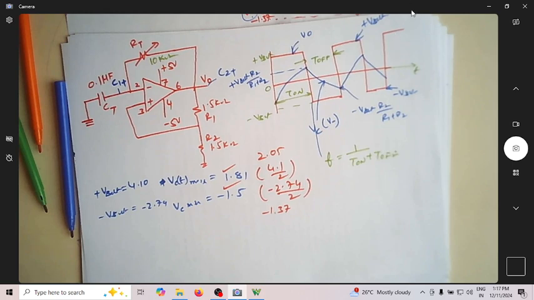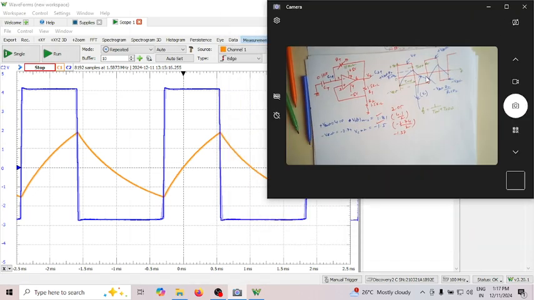You can clearly observe whenever your capacitor voltage tries to go above that, see here, whenever it is trying to cross this capacitor voltage, the output makes a transition from plus to minus. And on its way towards minus Vsat, whenever it tries to go below minus 1.5, it makes a transition from minus Vsat to plus Vsat. So that's the transition.